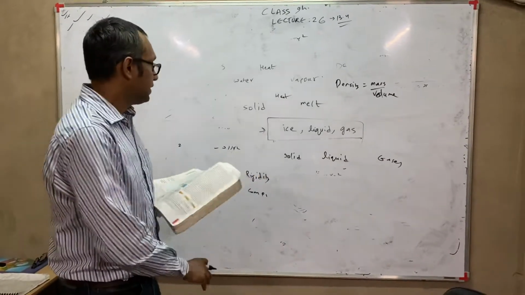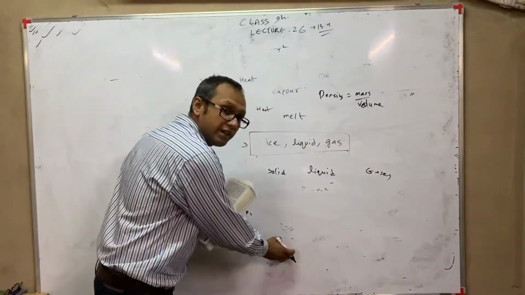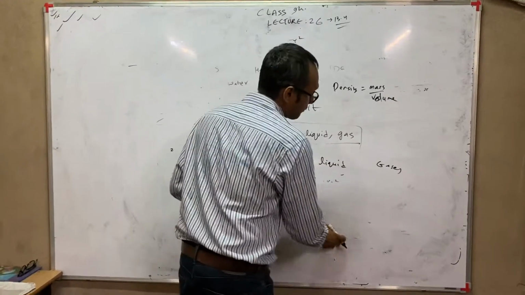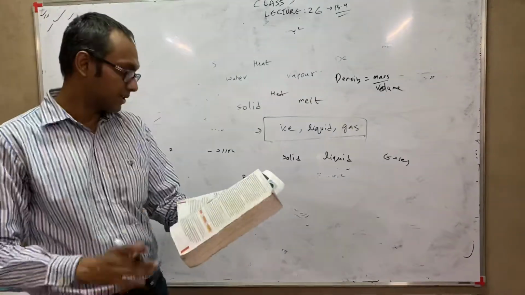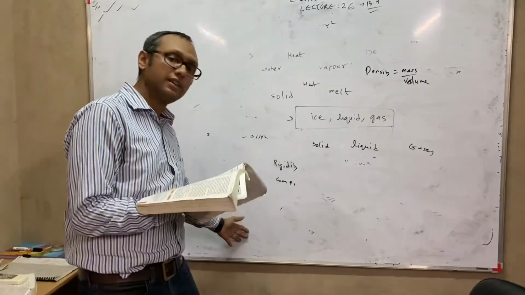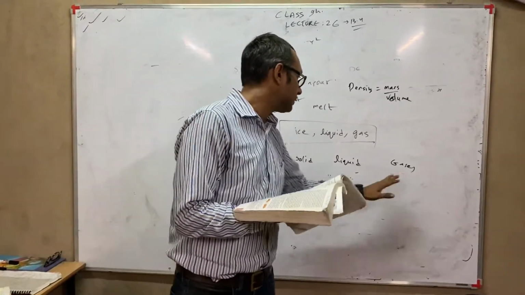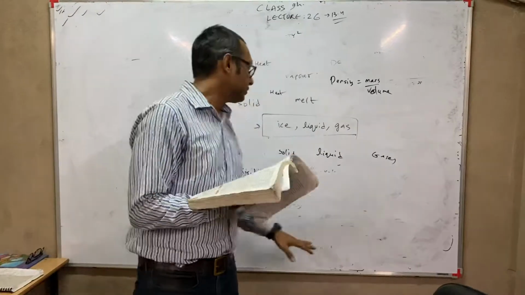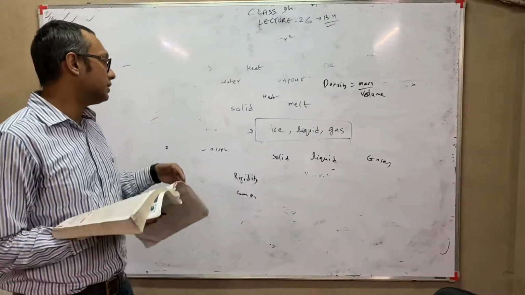In shape, for example, you will write solids have fixed shape, liquids do not have fixed shape, gases also do not have fixed shape. Okay, so you write the characteristics here, and then here you write solid, liquid, and gas, and you comment on that. So this question basically gives you differences also.